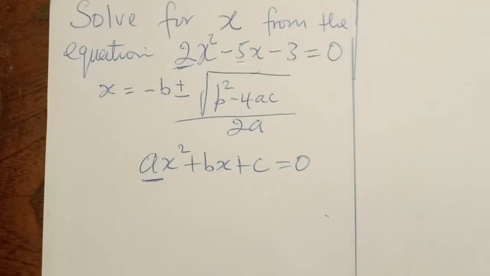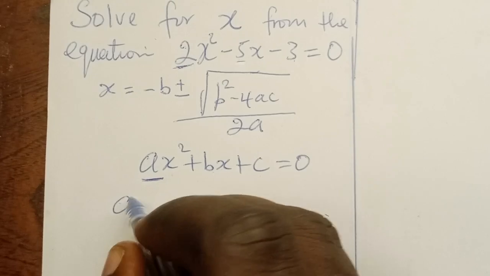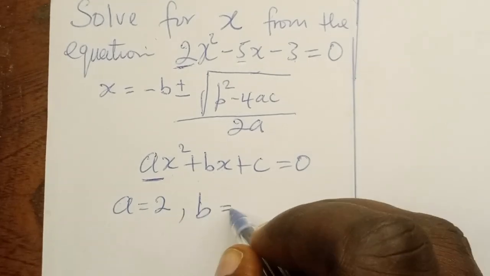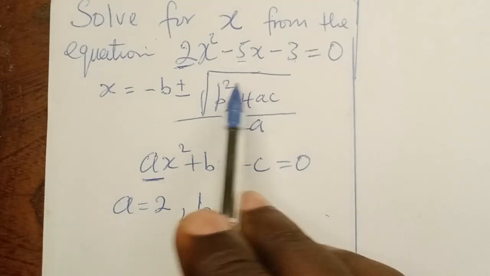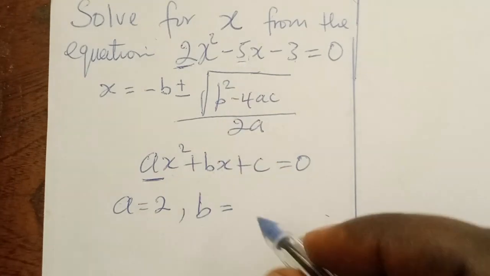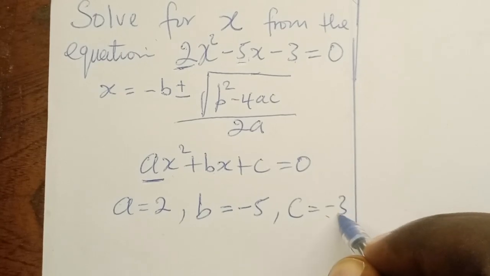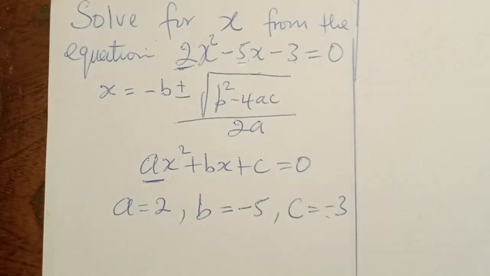In this case, a is equal to 2. Then b is equal to minus 5, since it is beside the x. Then c is equal to minus 3, which is the constant, as you can see here.